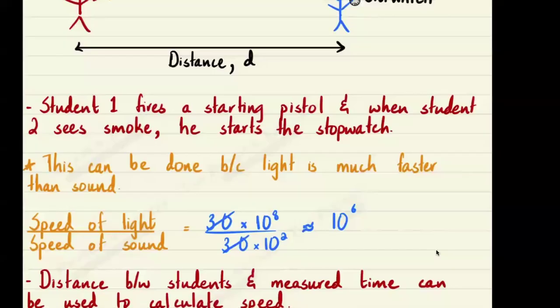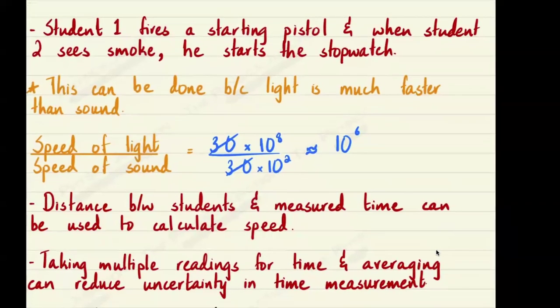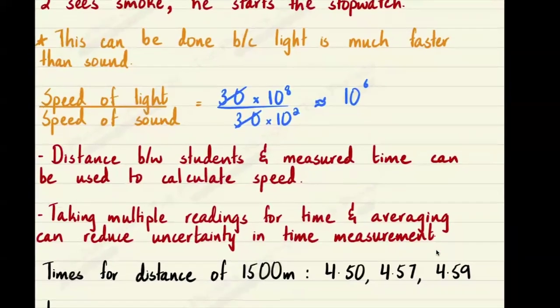And what this means is that light is 1,000,000 times faster than sound. All right, so that's the idea here. The distance between the students and the time measured by student 2 can be used to calculate the speed. And again, as far as experiment goes, this is one where we can do multiple readings.